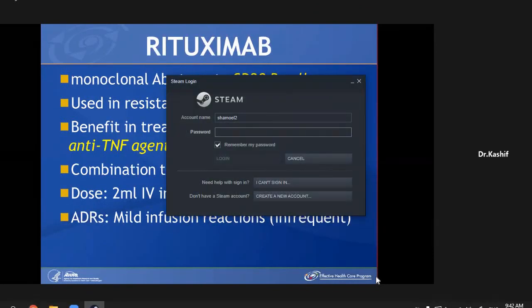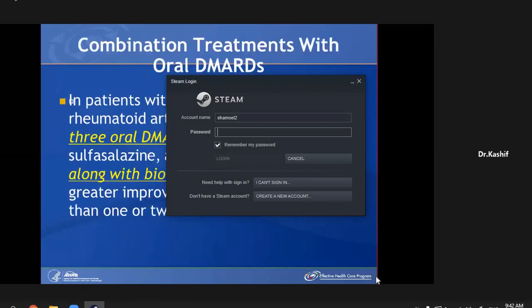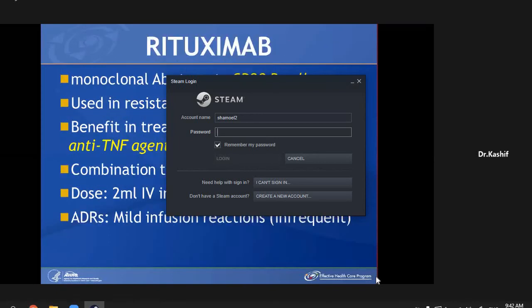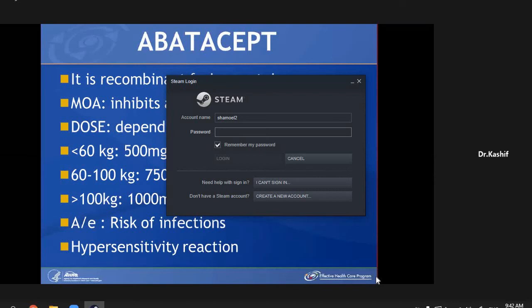Rituximab is another biological DMARD, and this also affects CD20 on B cells. The receptors on the CD20 cells on the B cells. This is also given with the anti-TNF, when the anti-TNF agents are not working or they are refractory, then we can give this drug. Again, this is combined with the methotrexate. It is also given by IV infusion.